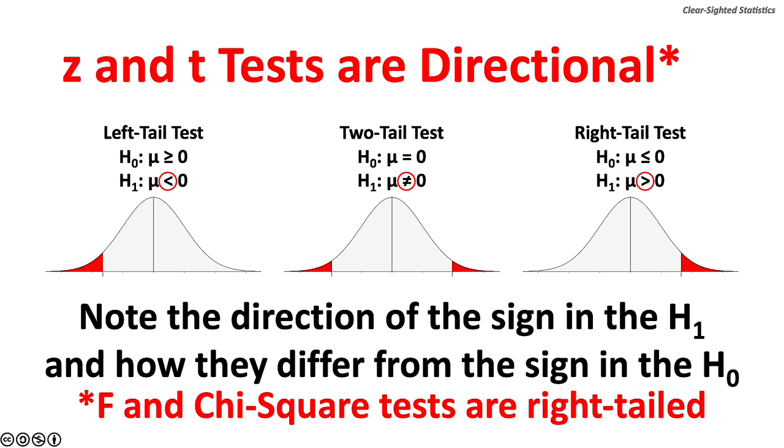Z and T tests are directional. They can be left-tail, two-tail, or right-tail tests. The mathematical sign in the alternate hypothesis points to the appropriate tail or tails. F-test and chi-square test, however, are always right-tail tests.